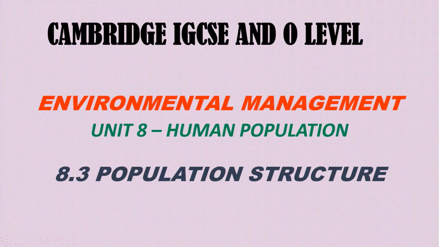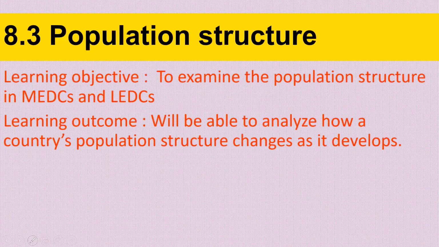This lesson is designed for the Cambridge IGCSE and O-level curriculum. Subject: Environmental Management on Human Population. The subtitle is 8.3 The Population Structure. Learning objective: to examine the population structure in MEDCs and LEDCs. Learning outcome: you will be able to analyze how a country's population structure changes as it develops.